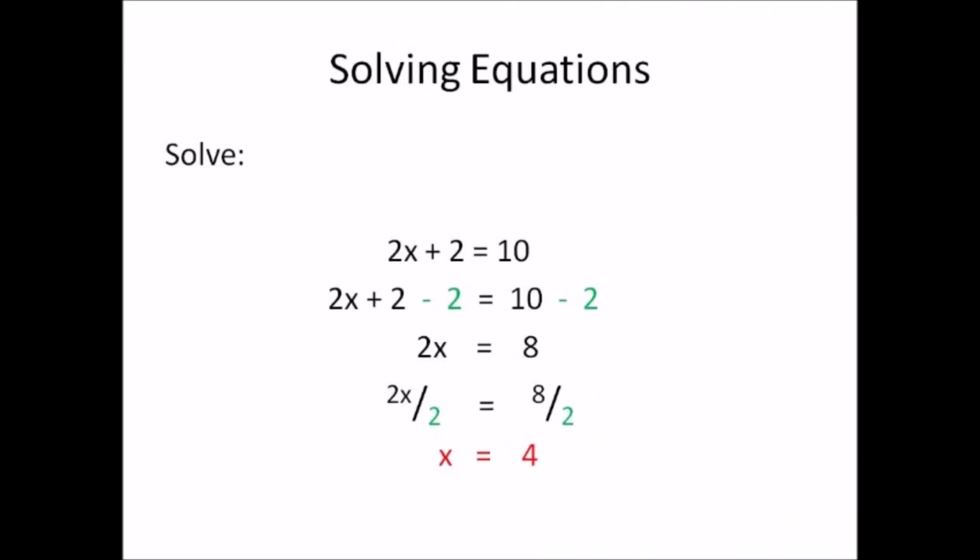Solving equation. 2x plus 2 is 10. You have to get rid of the 2, so you have to subtract 2. So 2x is equal to 8. And then divide by 2 to get rid of the 2. x is equal to 4 when you do that final division. x is 4. A little bit of working there, but you could have gotten that correct.